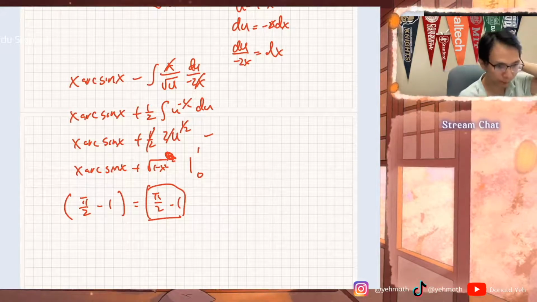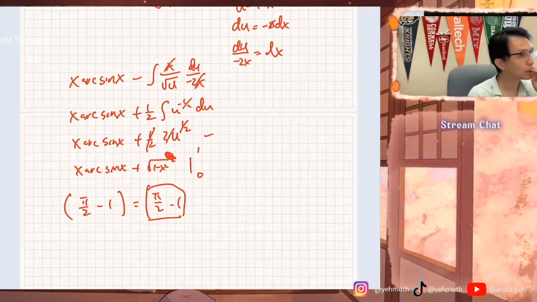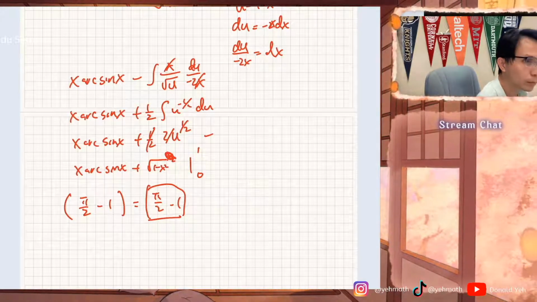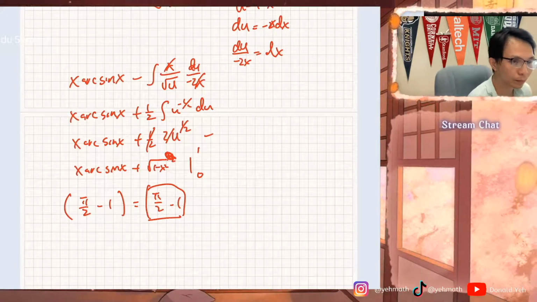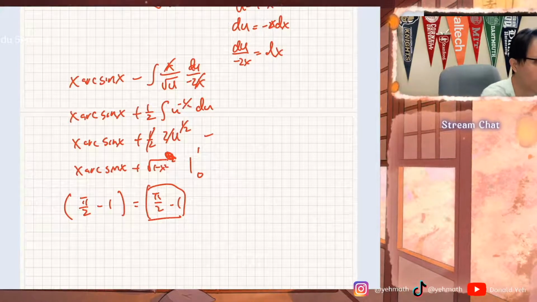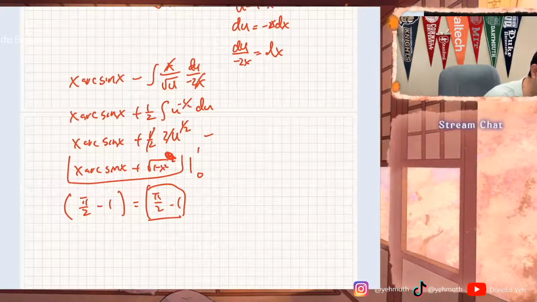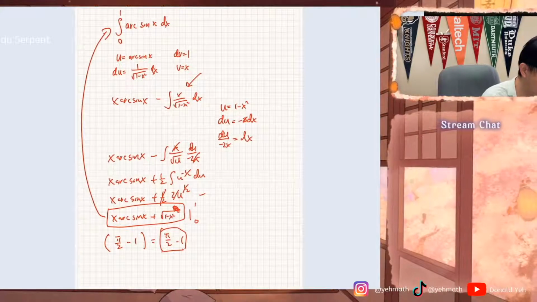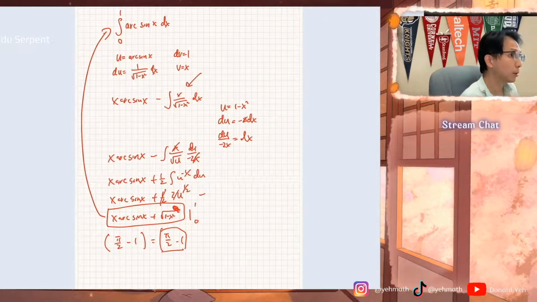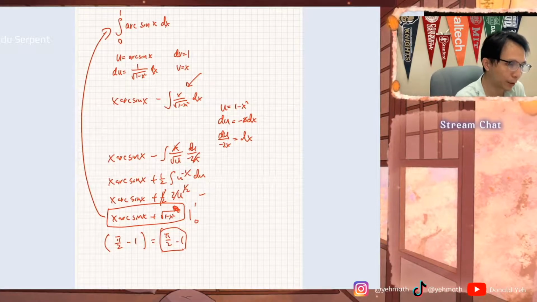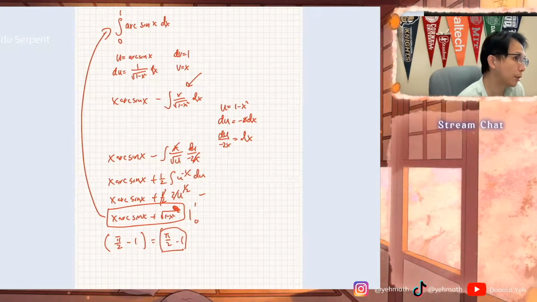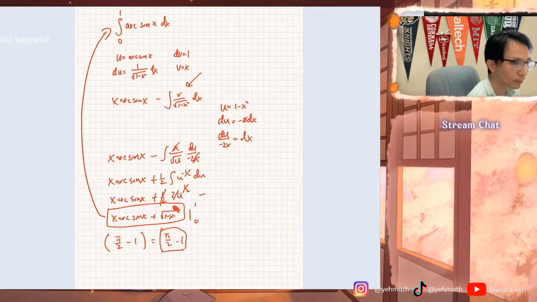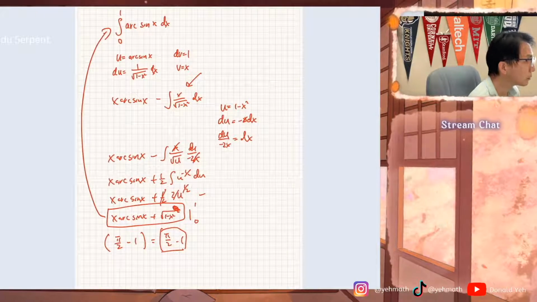How did you know that was pi over 2? Arc sine of 1 is pi over 2. Why are you applying the values to both of them? Because whatever the result is, you just plug in the boundaries. So inverse sine, which is arc sine, of 1 is the opposite.